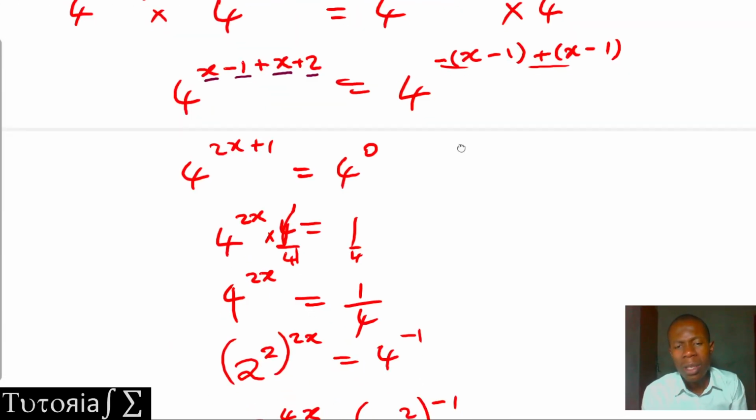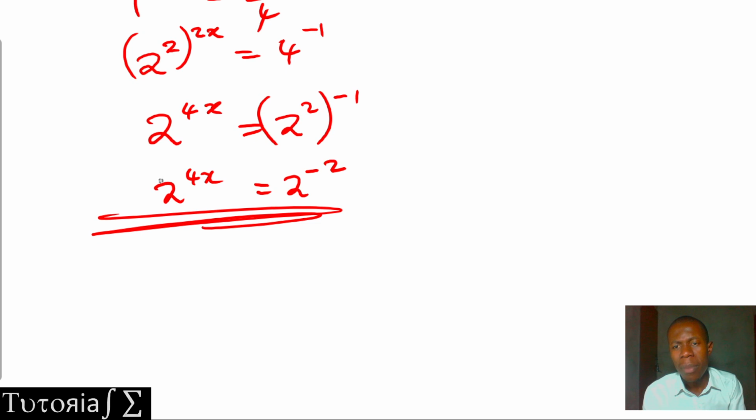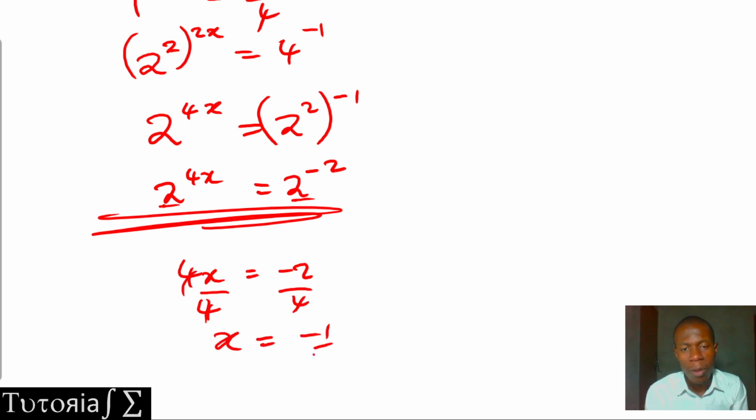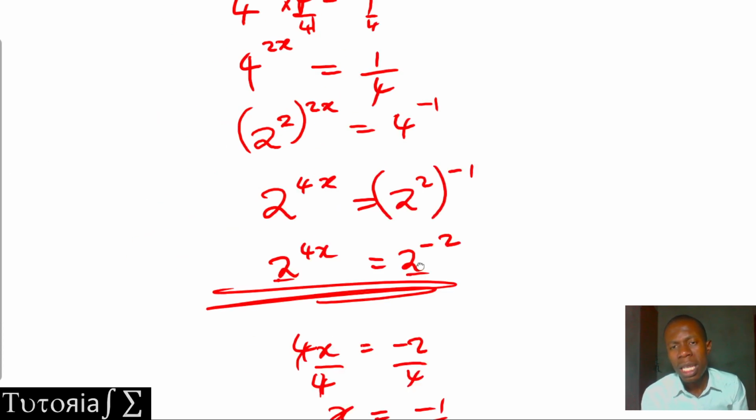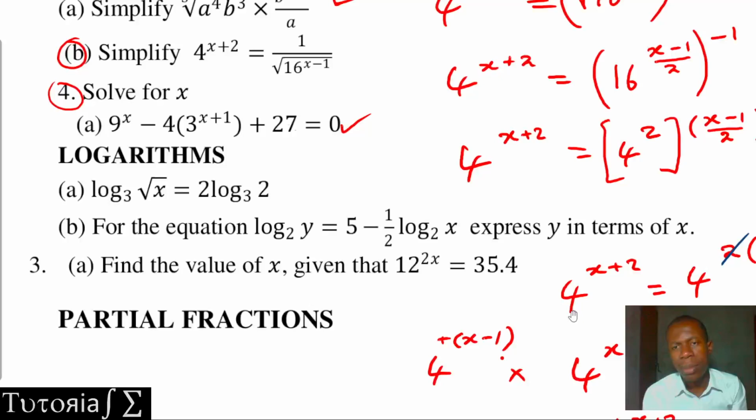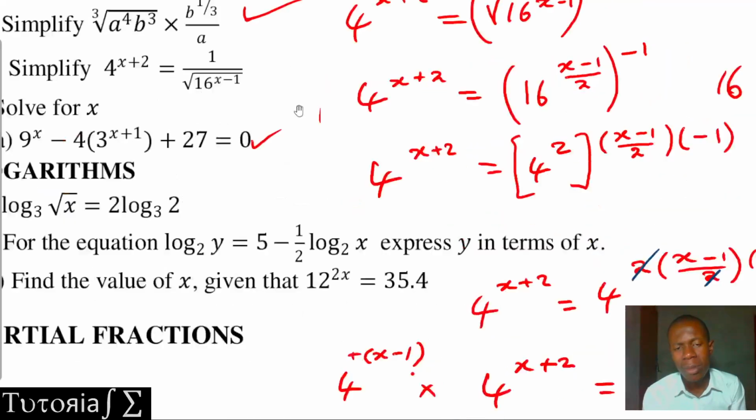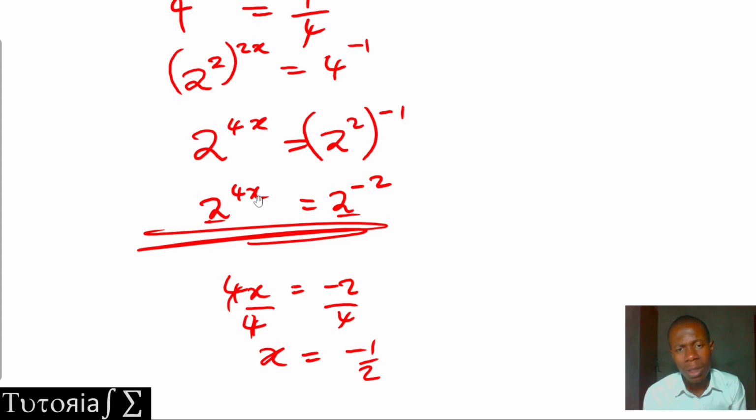Then if you were asked to find the value of x, since the bases here are the same, you can just equate the powers. So you say 4x is equal to negative 2, but you were not asked to find the value of x, you're just asked to simplify. So this is the simplified part. So now you could say over 4 over 4. So this is x will be equal to negative 1 over 2. Okay, that is if you were asked to find the value of x. Right, so yeah, so that is how you were supposed to work out question B. So simplify, you're just supposed to end here where you simplify this.